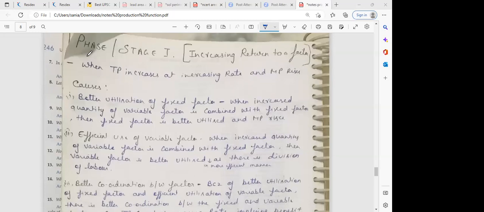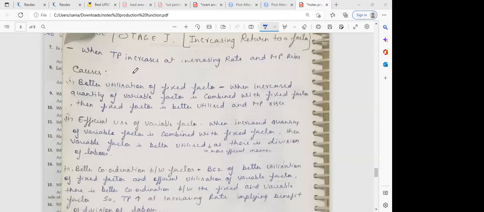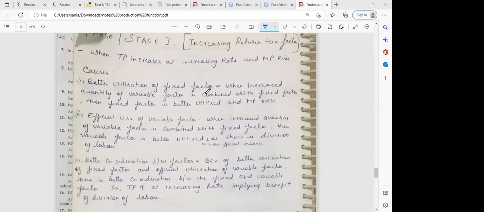Okay, in the very first phase, which is known as stage 1, it is known as increasing return to a factor. And over here what is happening? TP is increasing at increasing rate and MP is rising. What are the causes for this? You don't have to write the explanation, you have to just write the heading. So causes, over here what is happening?